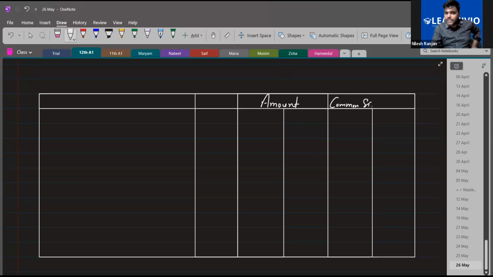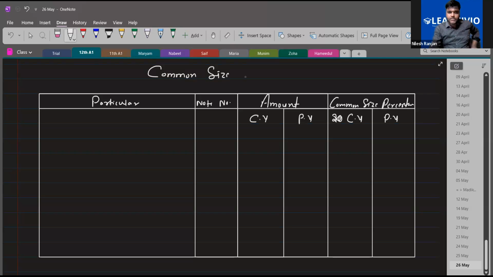So common size percentage, year, like current year, previous year. If the year is given, then you should write the year, not current year, previous year. Note number, and then the particulars. So this is common size, either balance sheet or statement of profit and loss.